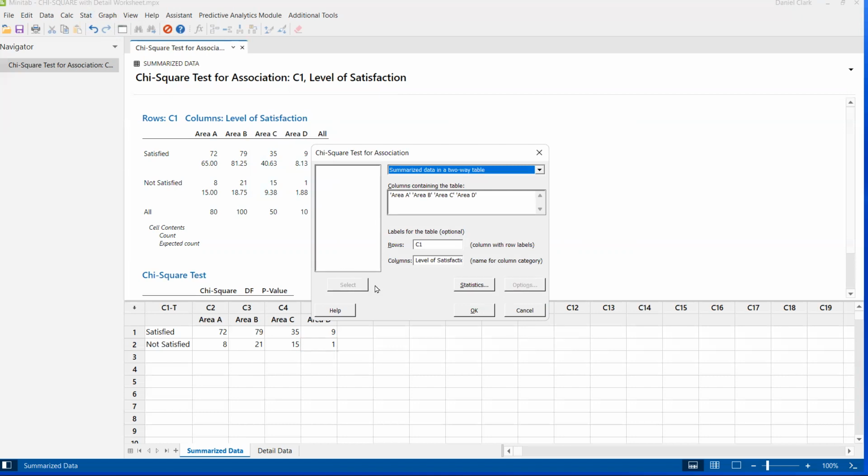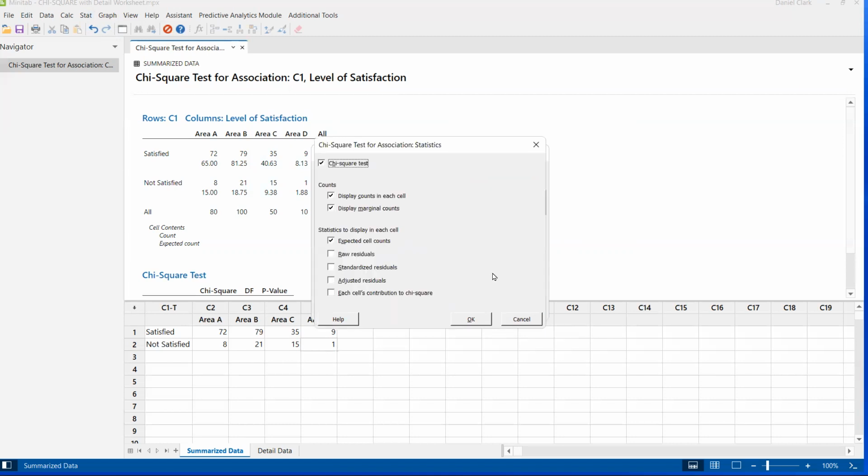Using the same data and the same fields here, I click on the statistics button, and then I click on each cell's contribution to chi-squared. What that means is, if we were doing this chi-squared test by hand, we would be looking at the difference between the observed and the expected and making a chi-square calculation. Then when we're done doing all those chi-squared calculations in each cell, we'd add up that total chi-squared statistic.